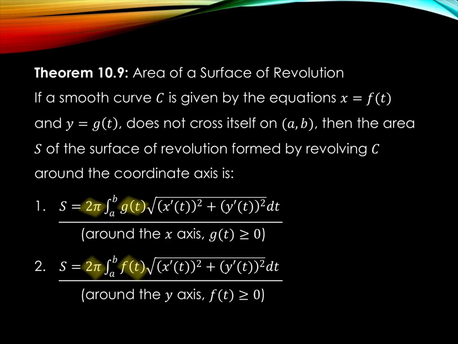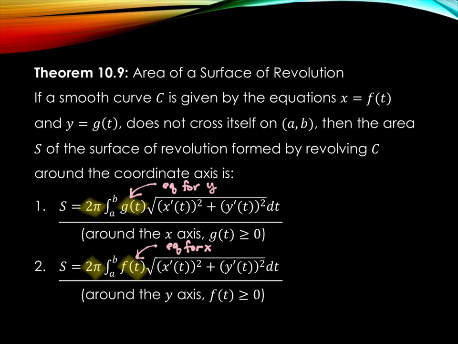G of t, just as a reference, and you might want to just draw it in, it's written above, but this is your equation for y, and the f of t is the equation that you're given for x. Okay? So each of these depend upon which axis we are revolving around. Are we revolving around the x-axis or the y-axis? If we're revolving around the x-axis, we use the equation for y, and if we're revolving around the y-axis, we use the equation for x.